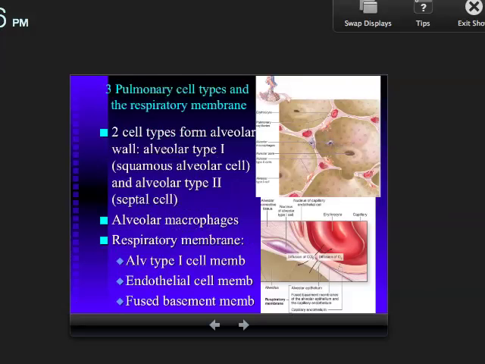The first is the cells that form the pulmonary epithelium, the lining of the alveoli. And these are called type 1 pulmonary epithelial cells, or alveolar type 1 cells, and they are the simple squamous epithelium that covers the vast majority of the surface of the lung. This is where gas exchange occurs. They're squamous cells. What's the other cell that the oxygen has to pass through? The capillary wall, the endothelial cell wall.